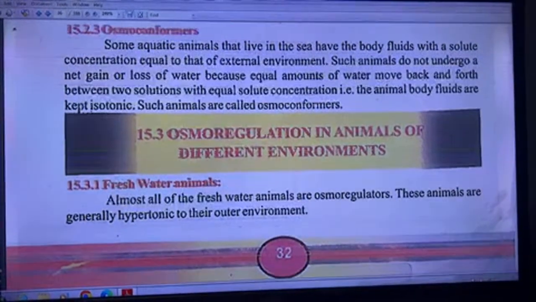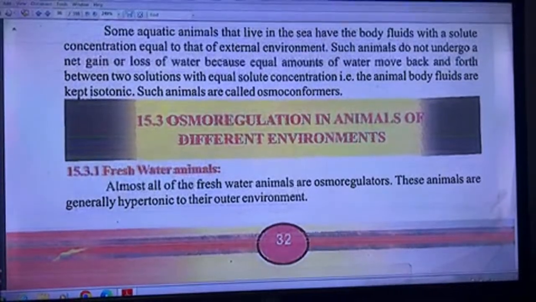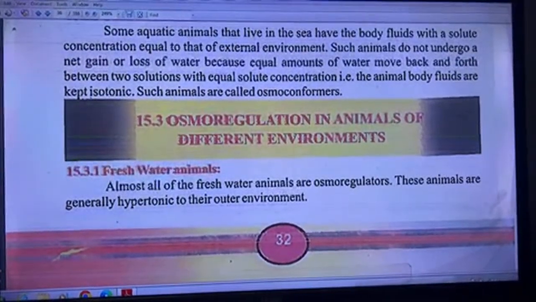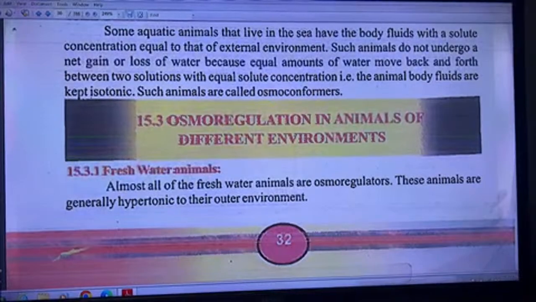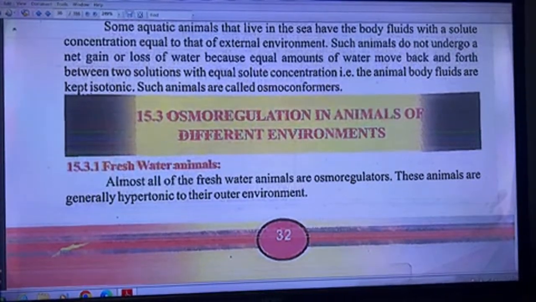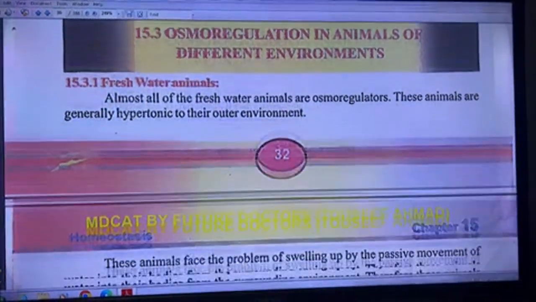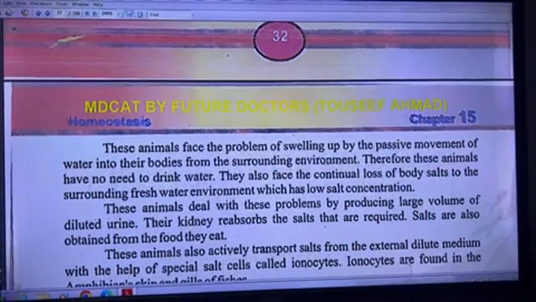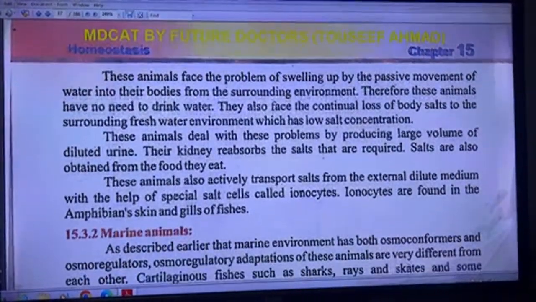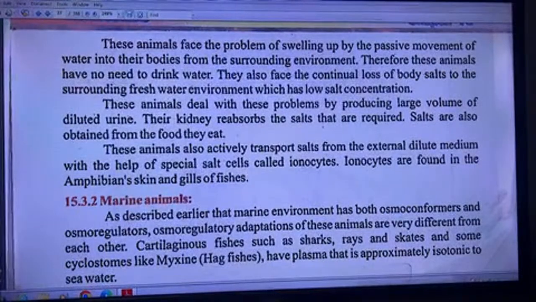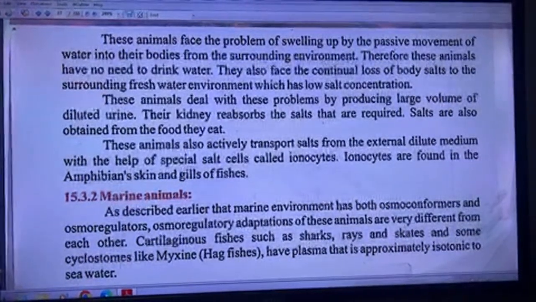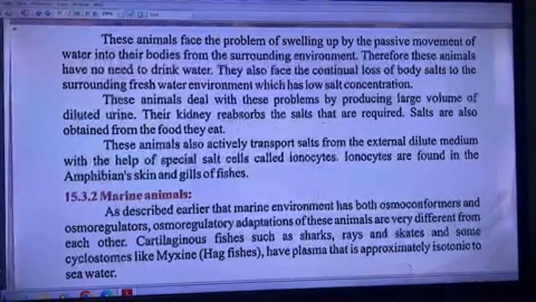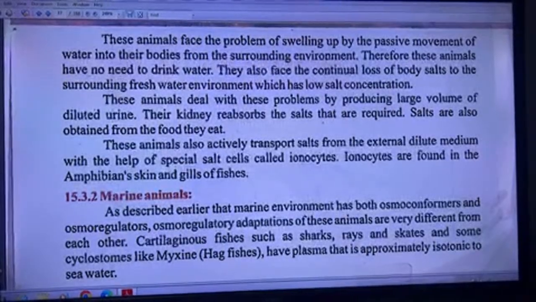Freshwater animals. Almost all of the freshwater animals are osmoregulators. These animals are generally hypertonic to their outer environment. These animals face the problem of swelling up by the passive movement of water into their bodies from the surrounding environment. Therefore, these animals have no need to drink water.